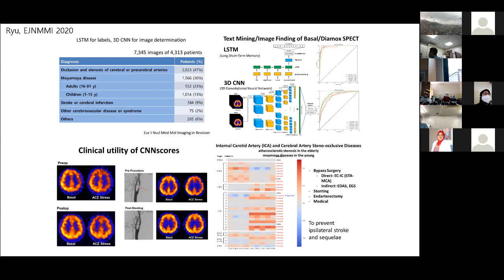Somebody asked me, Dr. Charisma, is there any special preparation for Dimox test? Dimox test, is there any special preparation? Dr. Gill, would you answer? Is there any special preparation for Dimox test?